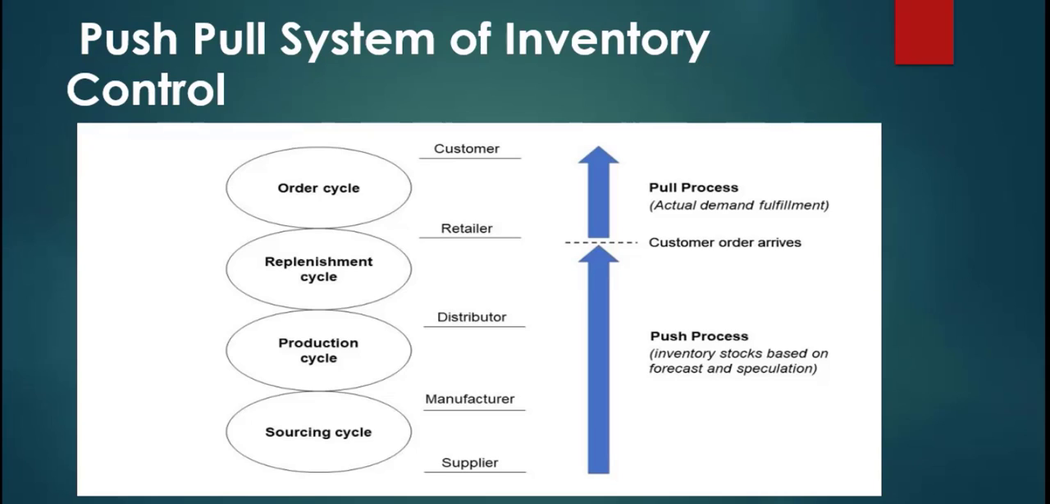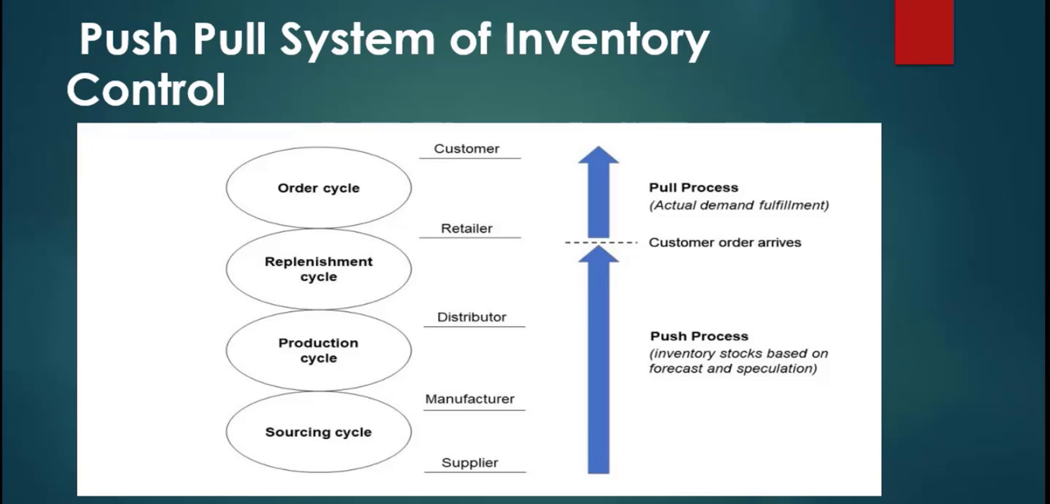The pull inventory control system begins with a customer order. With this strategy, companies only make enough product to fill customer orders. The advantage of this system is that there will be no excess inventory that needs to be stored, thus reducing inventory levels and the cost of carrying and storing goods. So we can take an example of a pull inventory control system, which is JIT, just in time.